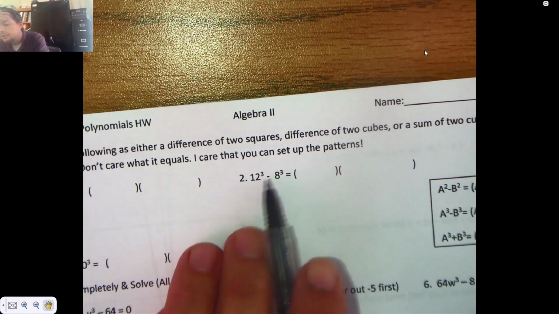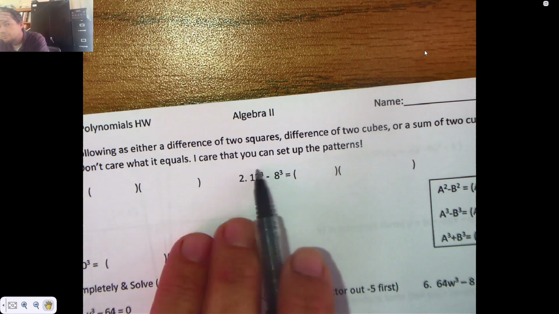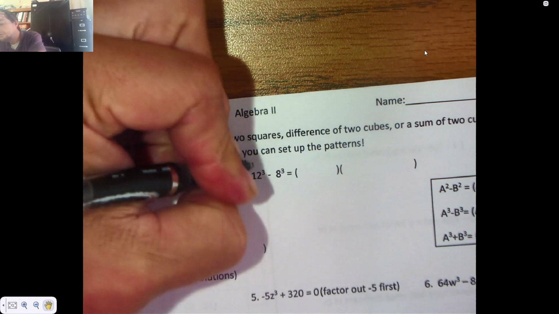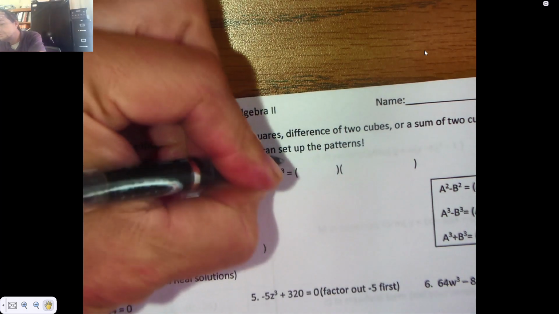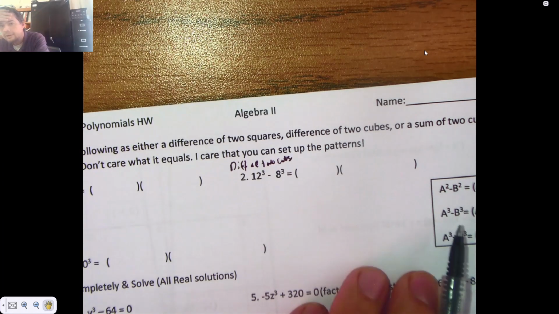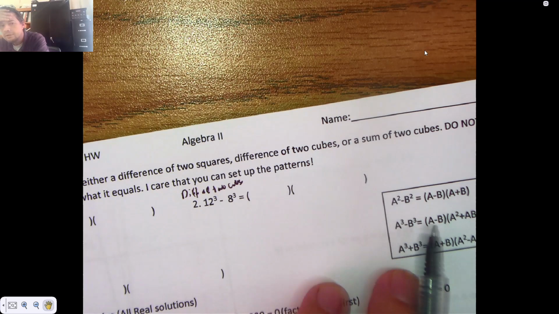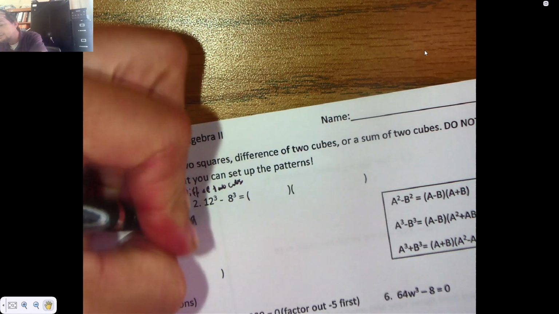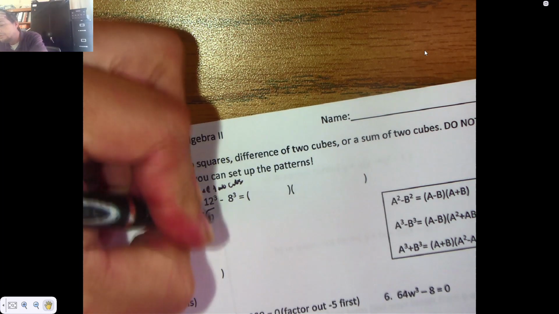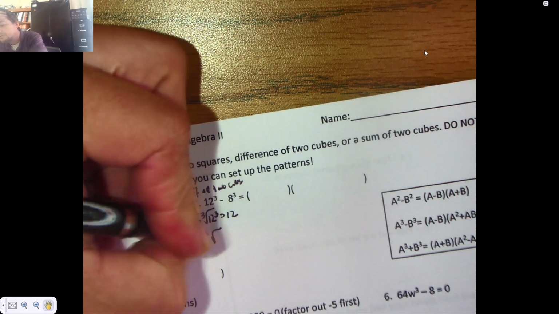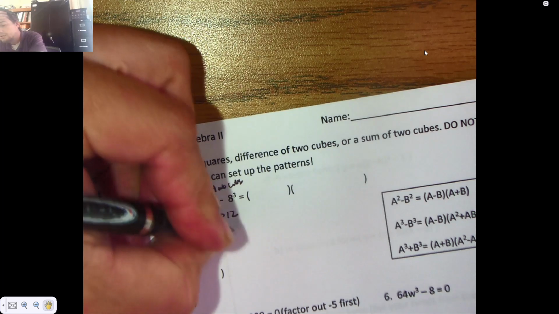It's about setting up. So this is a difference of two cubes. We have a cube, we have a cube. It's the difference of two cubes. And we could use this little pattern right here. It says a cubed minus b cubed is. So you have to figure out a. A is going to be the cubic root of 12 cubed, which is 12. And b is going to be the cubic root of 8 cubed, which is 8.